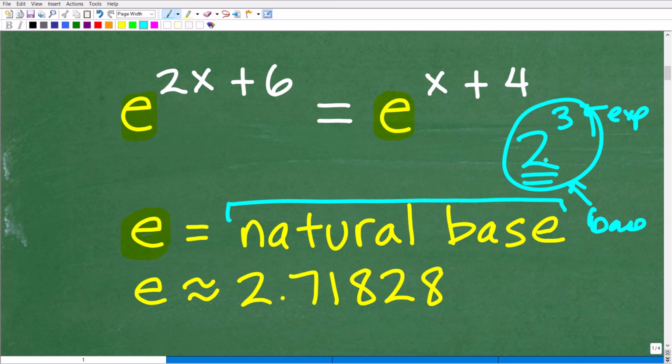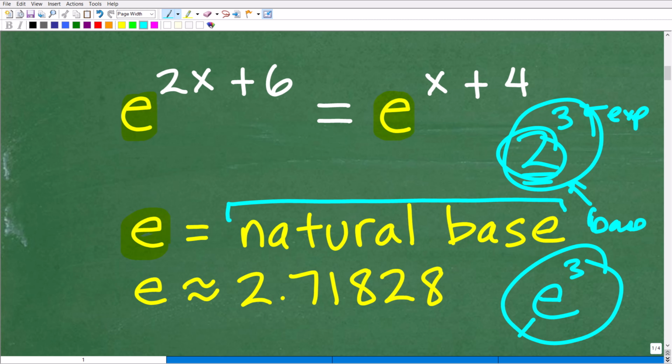So when we have powers where the base is this number here, like e to the third power, we're talking about the natural base e. e is an actual number. It's approximately equal to 2.71828, and this thing goes on and on and on.